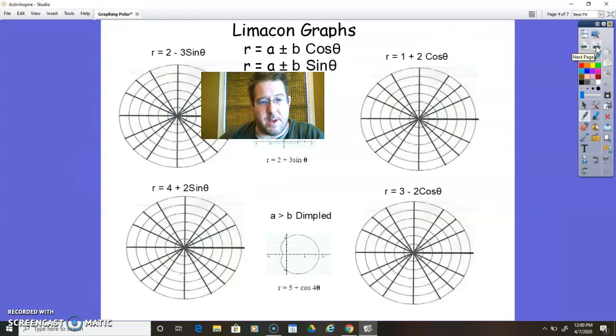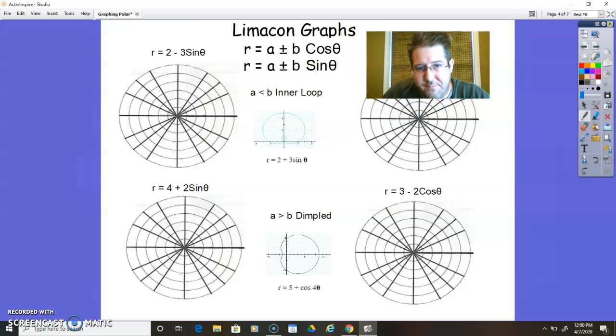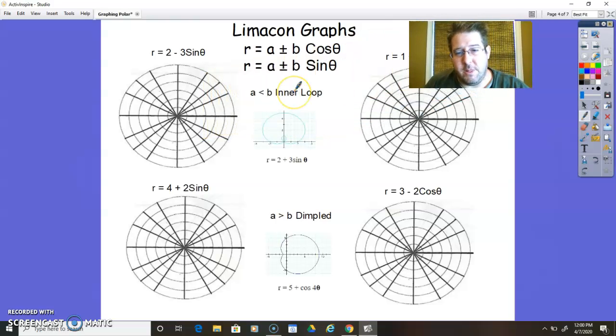I want to spend a majority of my time, and I have half my time left, on Limacon graphs. So a lot of rules going on here. So there's 4 different types of Limacon graphs. We're going to start off with inner looped ones. And the reason why it's called inner looped is because it has an inner loop.